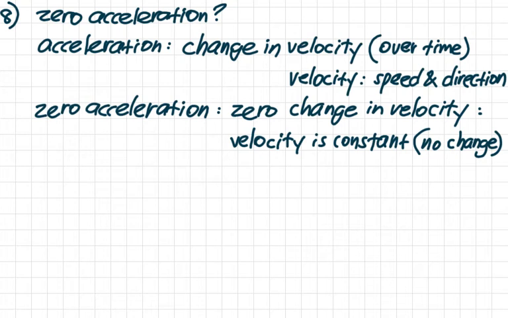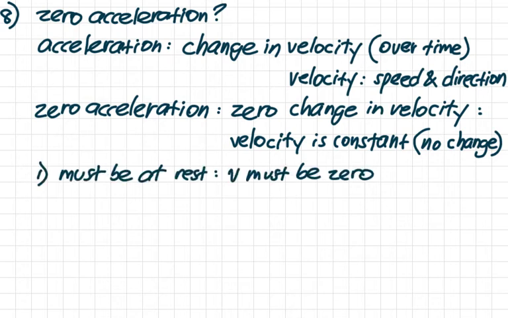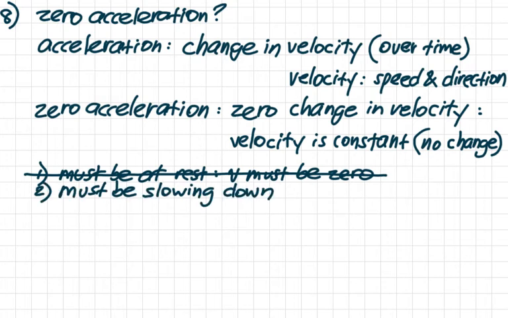All right, I didn't even look at the answer choices yet. So, answer choices. Object must be at rest. If it must be at rest, that means your velocity has to be zero. If you have no acceleration, that means your velocity is not changing. It doesn't mean that you have to be at rest, it just means that your velocity can't be changing. So no, it's not choice 1. Choice 2 says the object must be slowing down. No, that can't be right, because zero acceleration means there's a zero change in velocity. Slowing down is a change in velocity. It's a change in speed. So yeah, that is accelerating. That is not zero acceleration. So no, it's not choice 2.